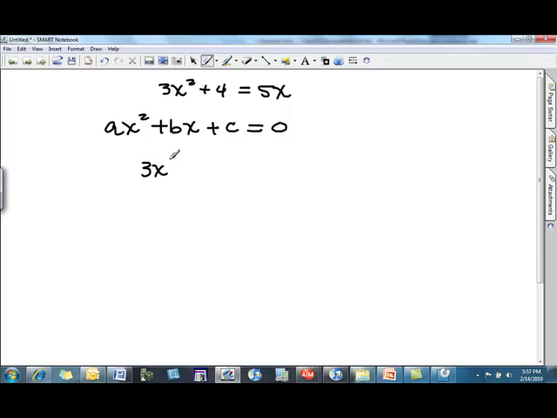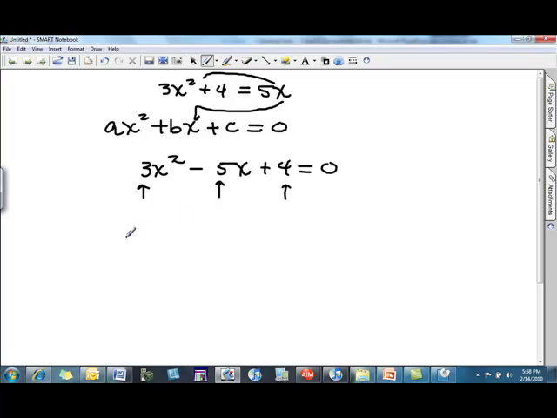So we would have the 3x squared. This is the one that has the x with it, so it's really the b term. And if I bring it over, remember it changes its sign. I'm going to plop it here in the middle so that I can put it in the correct place and set it equal to 0. So now it's in the correct format. A happens to be 3, b is negative 5, and c is 4. So we're just going to plug it into our quadratic formula.